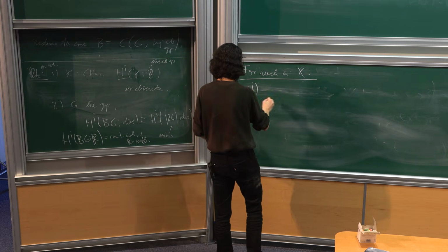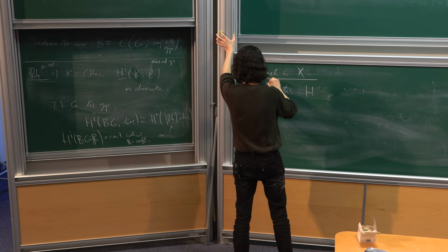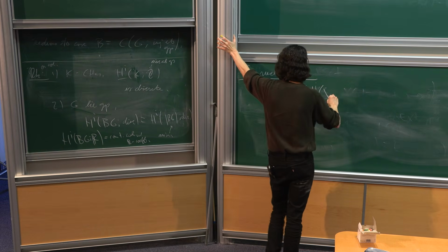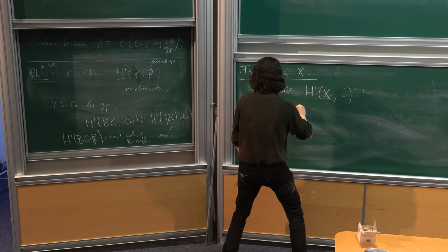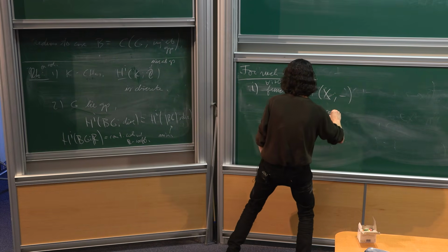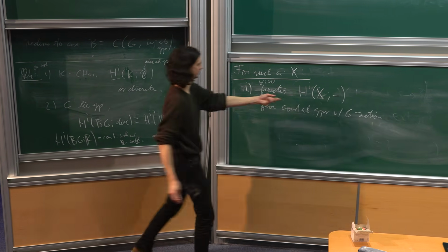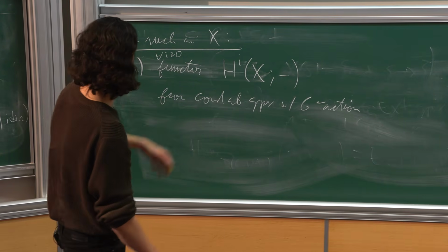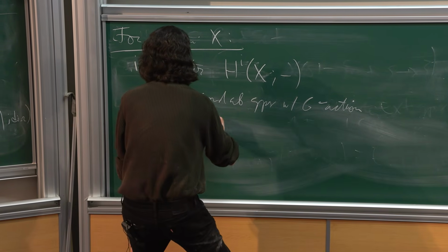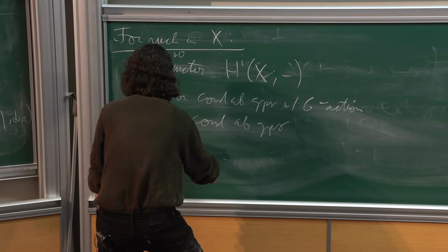First claim, which is nice: for all i bigger than or equal to 0, the functor H^i(X, -) from condensed abelian groups with G action, or from a category equivalent to this once you fix a base point, to condensed abelian groups, preserves filtered colimits.